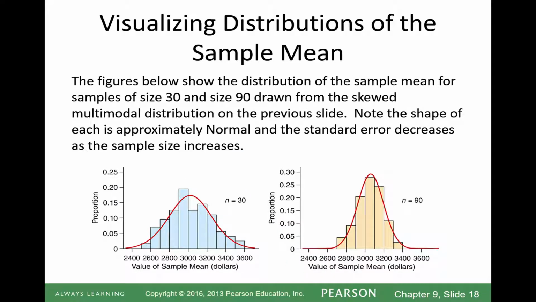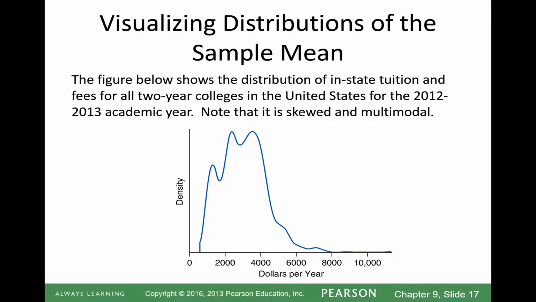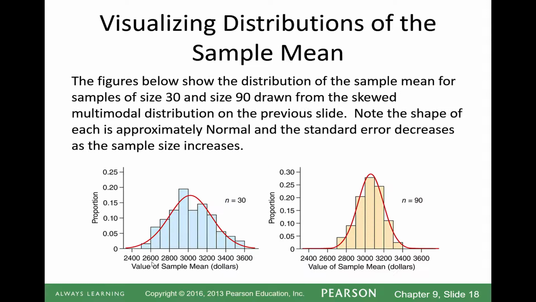The figures below show the distribution of the sample mean for sample size 30 and size 90 drawn from the skewed multimodal population on the previous slide. So they took samples from this population. When they took samples of it, it turns out to be normally distributed. Sample size 30, and sample size 90 is even more so.